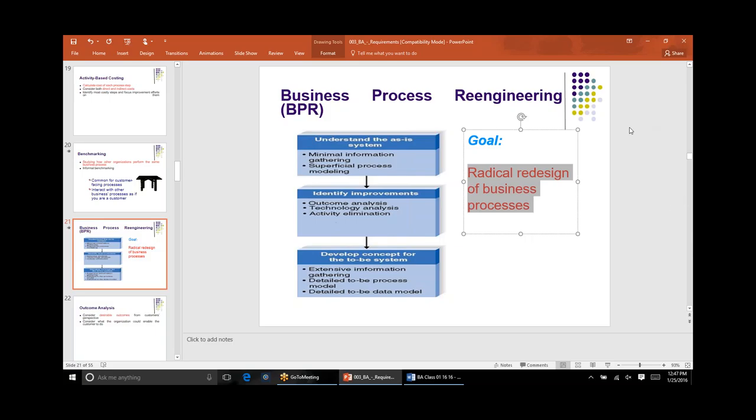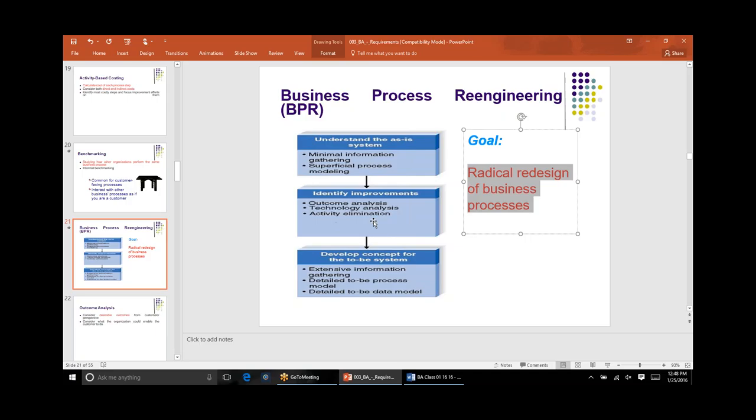In that we don't care too much about what we are doing currently. We do process modeling, data modeling. One of the things is outcome analysis, activity elimination. Activity elimination basically means this, because this is a drastic change in the way we do the process. We might remove the entire process, the process step, and the activity in the process. By removing these, we can make a fundamental change in the process. And that is how fundamental change in business processes is conducted.